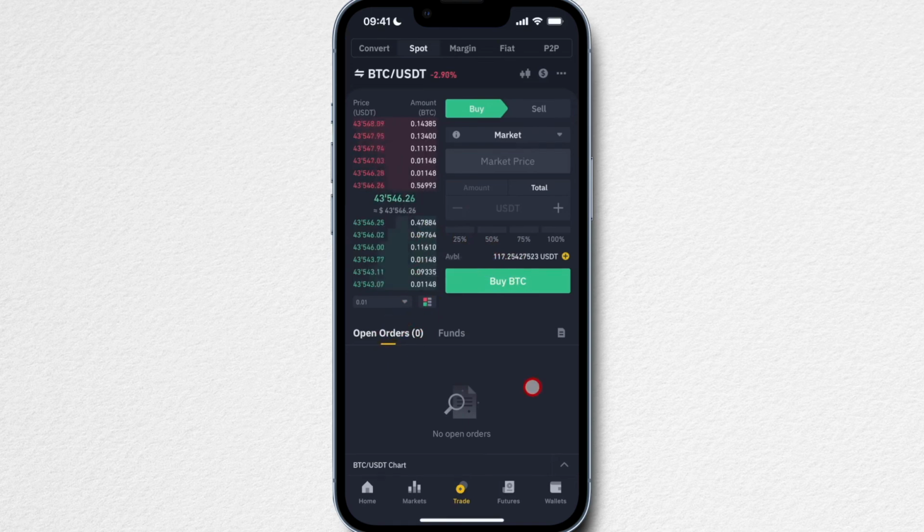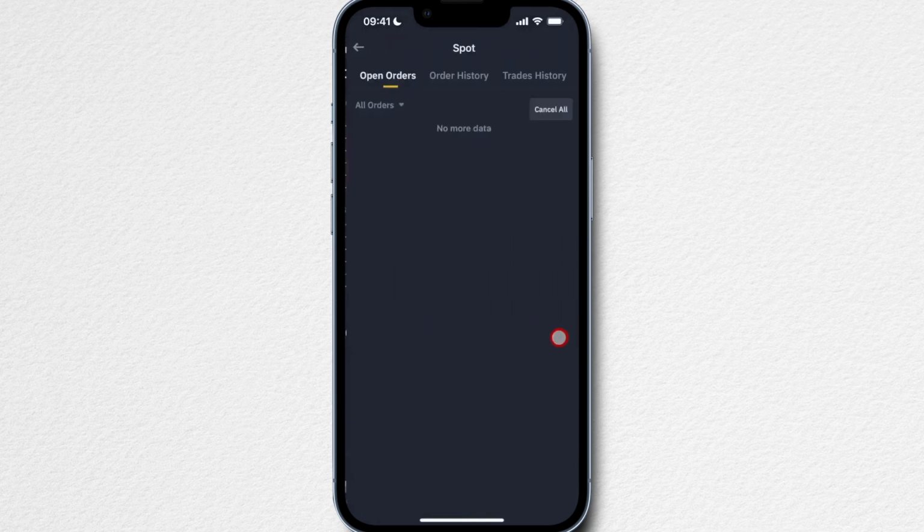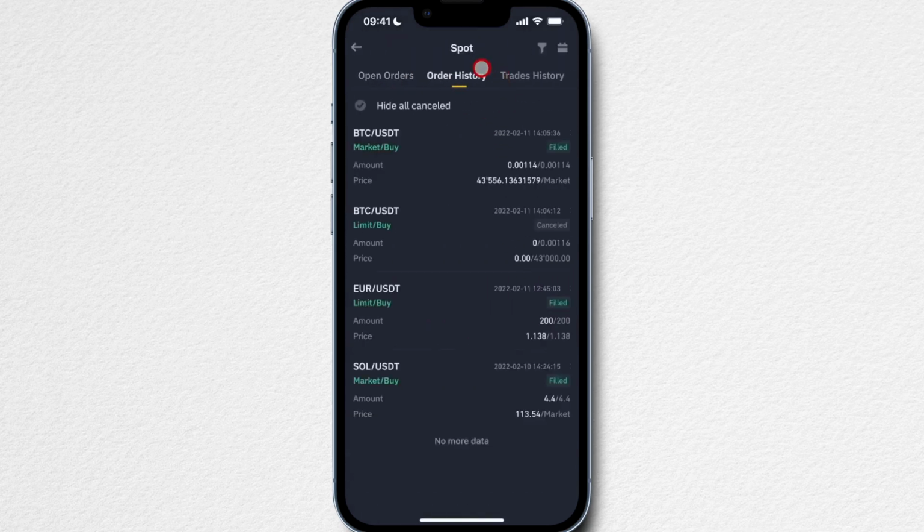What I can do now is click on this icon right here and then go to order history. And now I can see that I have just carried out my order right here. And this is the price that I have paid for 0.00114 Bitcoin, and I've spent $50 Tether. So here you can see the order has just filled, and this is the date of today.